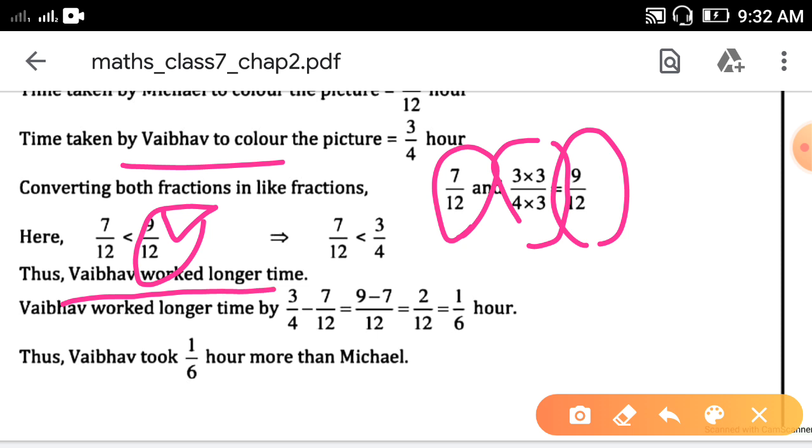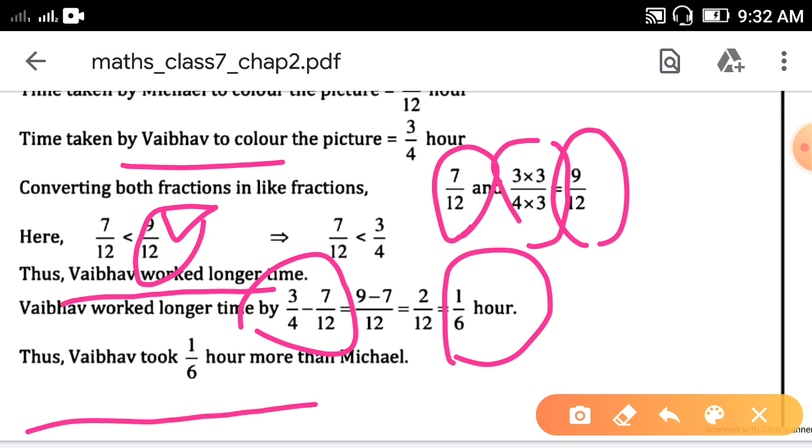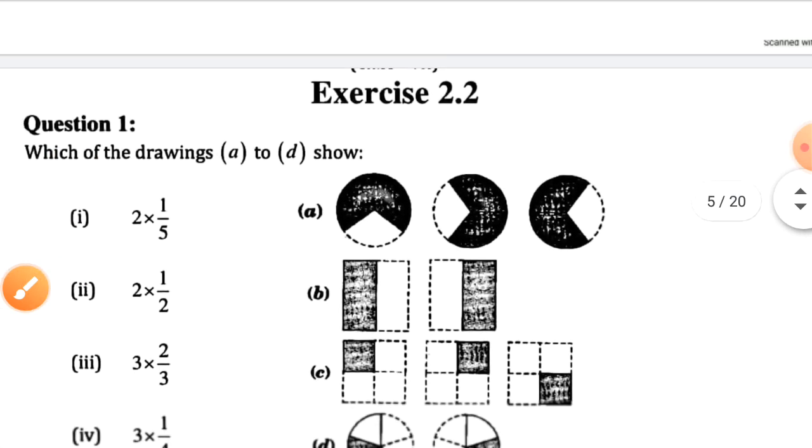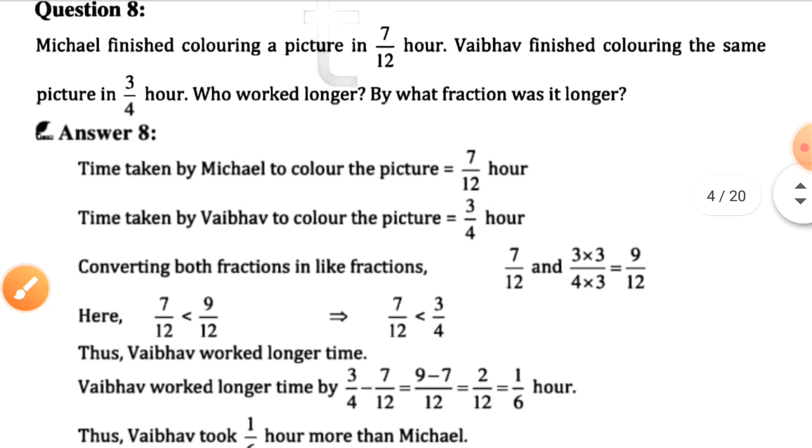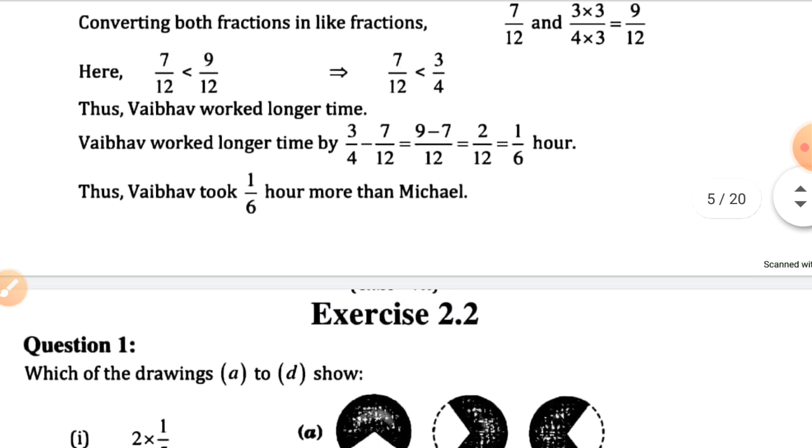By how much? Again do subtraction. You will get 1/6 hour. Thus Vaibhav took 1/6 hour more than Michael. Okay. Here exercise 2.1 is over.